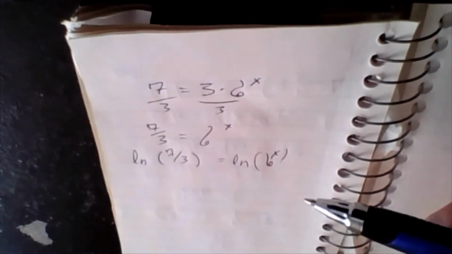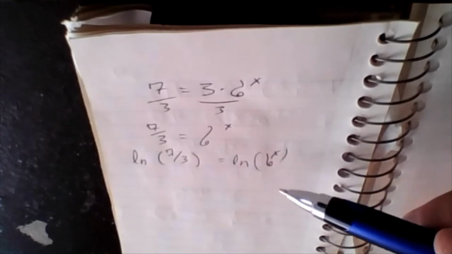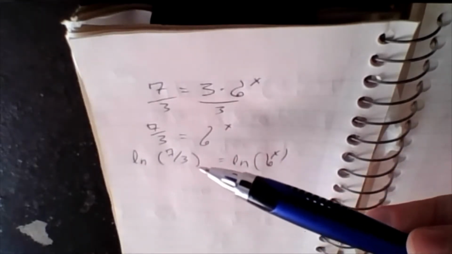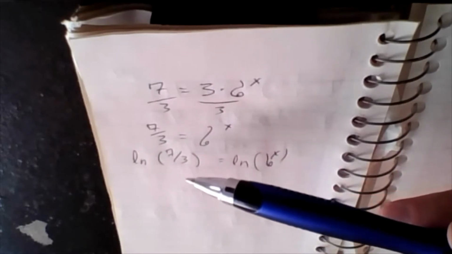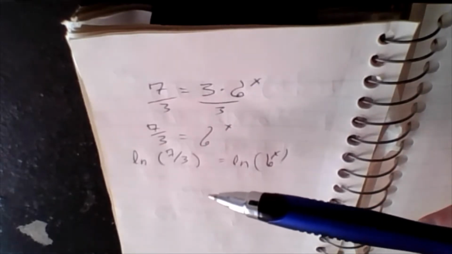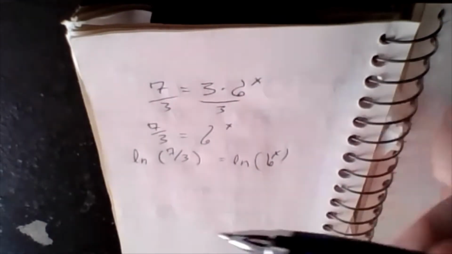what can I do here? I look at this equation. On the left-hand side, I have the description of some number. The logarithm is a function. I have given it an input, and that function will give me a real number as my output. I know that because 7/3 is a positive number, and every positive number has a logarithm.